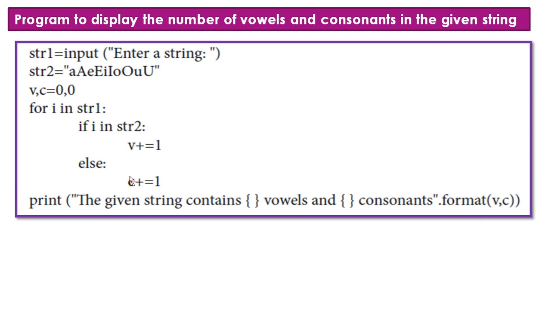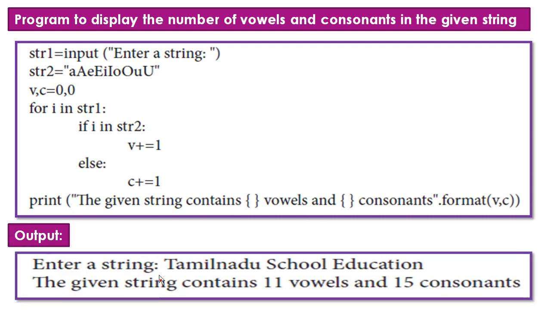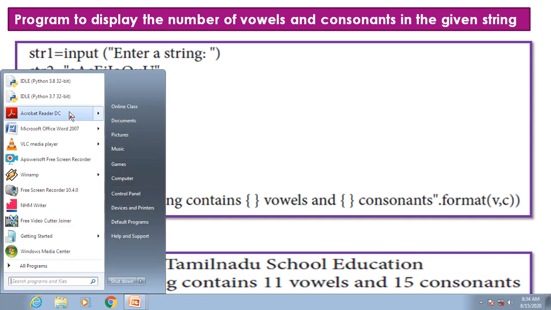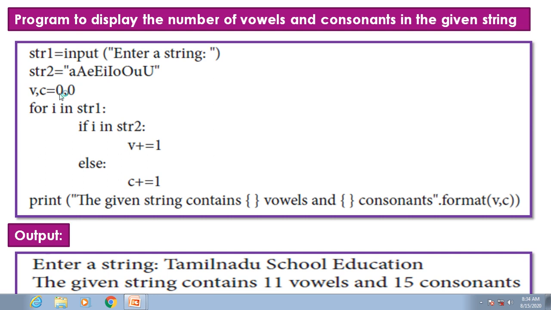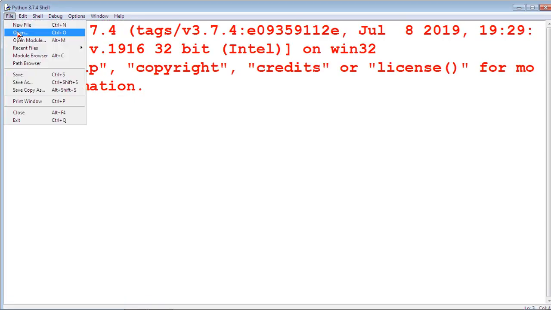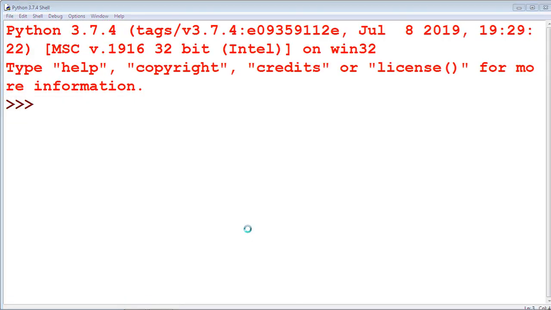We get the result, the final counts of V and C are printed by using this print statement. Here is the output, for the entire string Tamil Nadu school education. In this string we get 11 vowels and 15 consonants. Check this program by using the IDLE window.